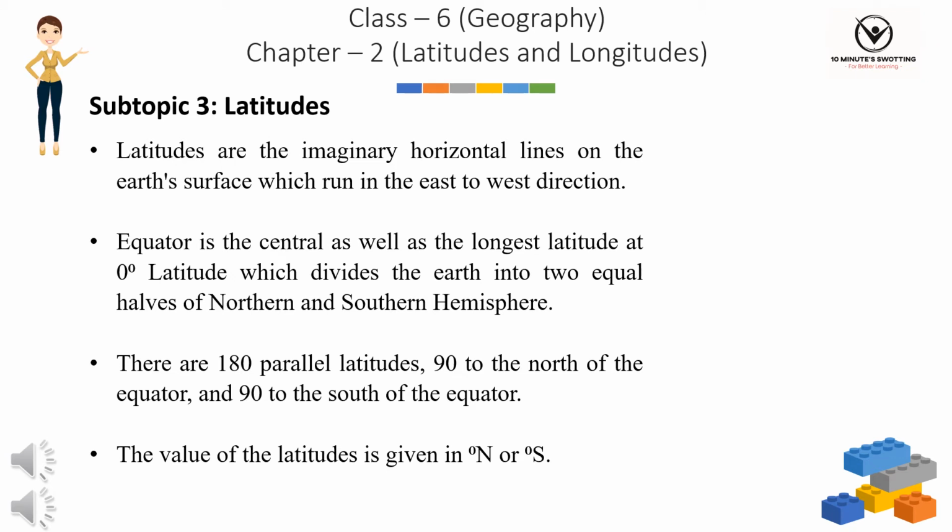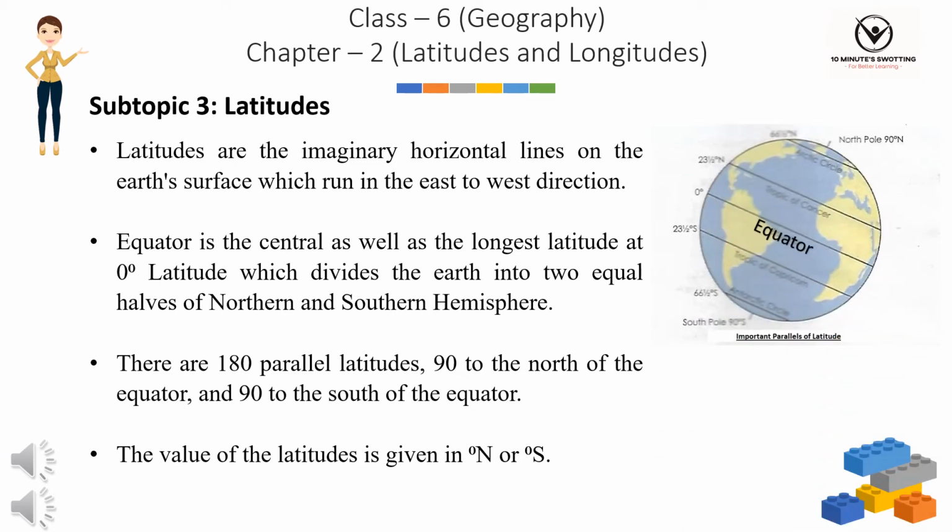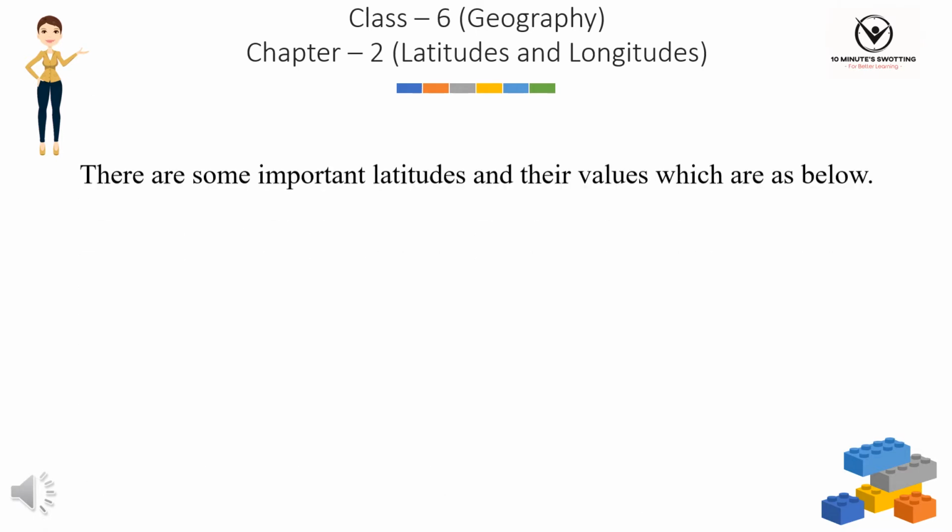Subtopic 3. Latitudes. Latitudes are the imaginary horizontal lines on the Earth's surface which run in the east to west direction. Equator is the central as well as the longest latitude at 0-degree latitude, which divides the Earth into 2 equal halves of northern and southern hemisphere. There are 180 parallel latitudes, 90 to the north of the equator and 90 to the south of the equator. The value of the latitudes is given in degree north or degree south.